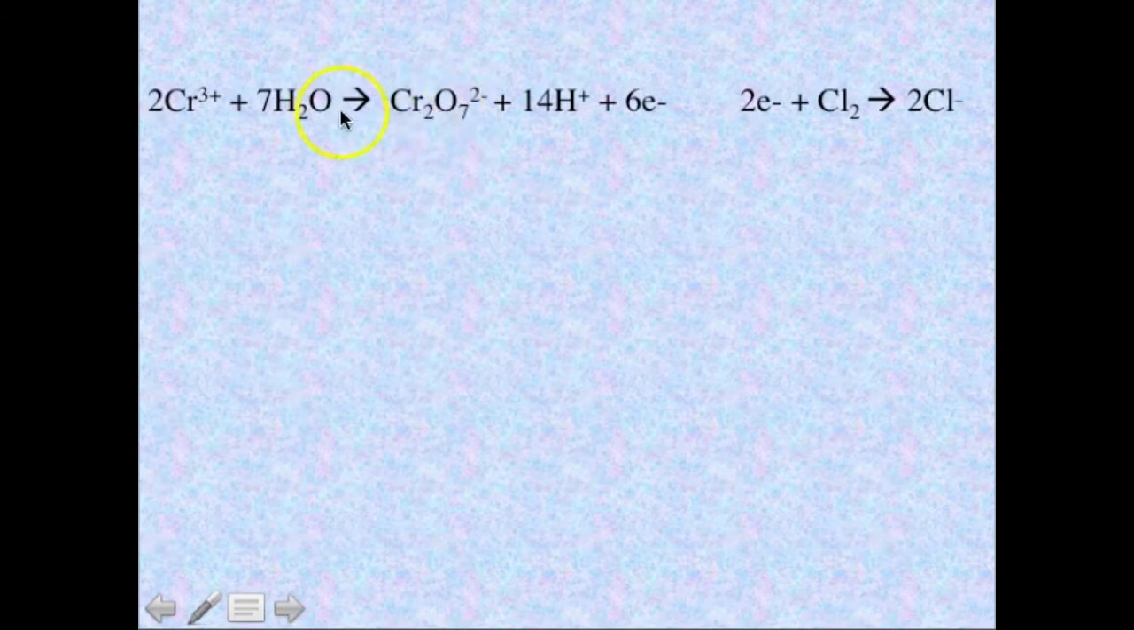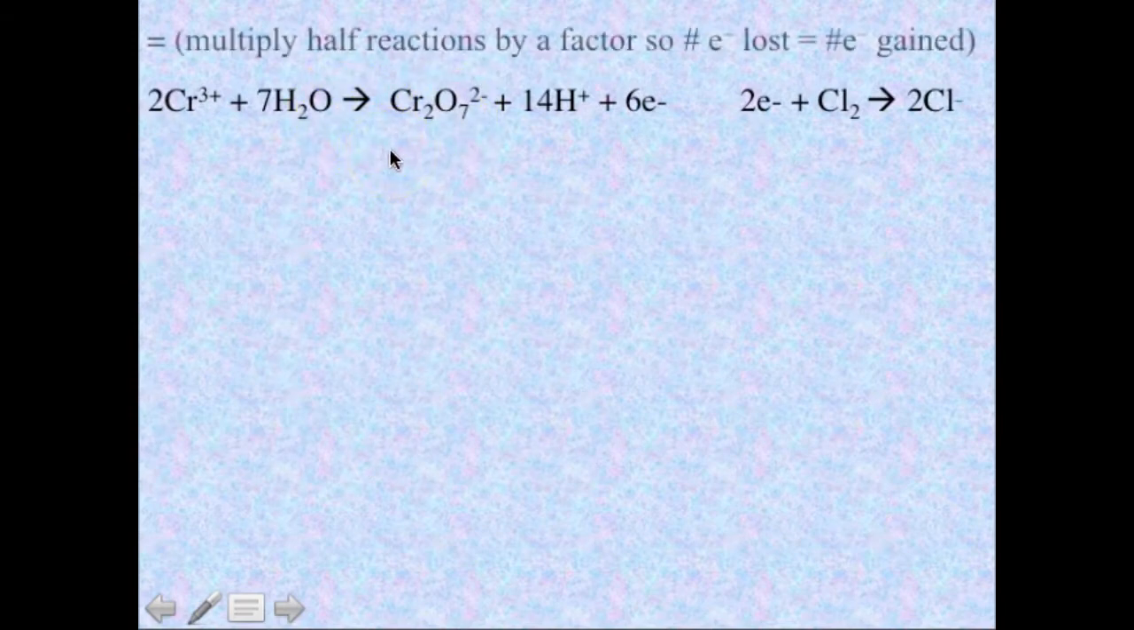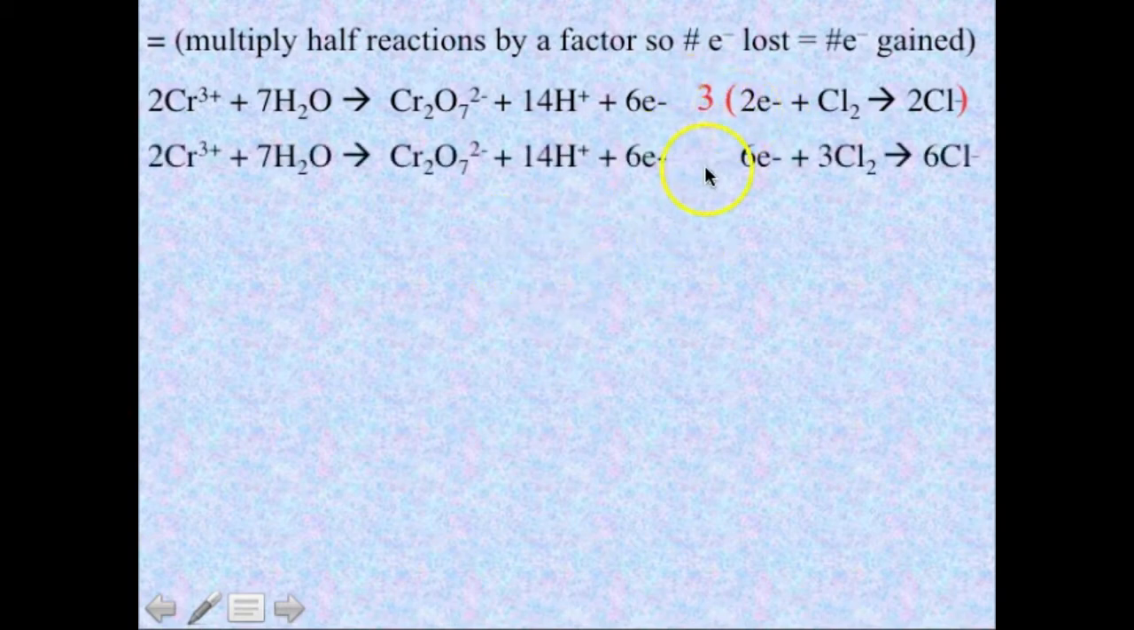So what do we do next? BOHE equals. We multiply the half reactions by a factor, so the number of electrons being lost in the oxidation equals the number of electrons gained in the reduction. So here we have 6 electrons being lost, 2 electrons being gained in the chlorine chloride half reaction. We multiply the chlorine chloride half reaction by 3, and that gives us equal numbers of electrons being lost and gained in the 2 half reactions.